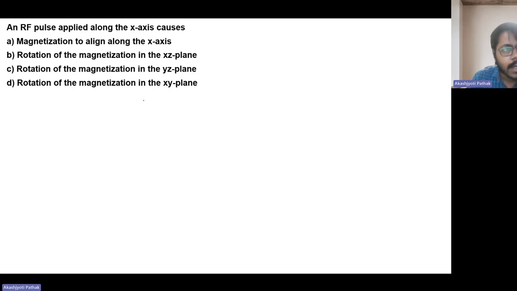And in such a state, you are applying an RF pulse along the x-axis. The options are: first, magnetization to align along the x-axis. Second, rotation of the magnetization in the xz plane. Third, rotation of the magnetization in the yz plane. And fourth, rotation of the magnetization in the xy plane. Right.